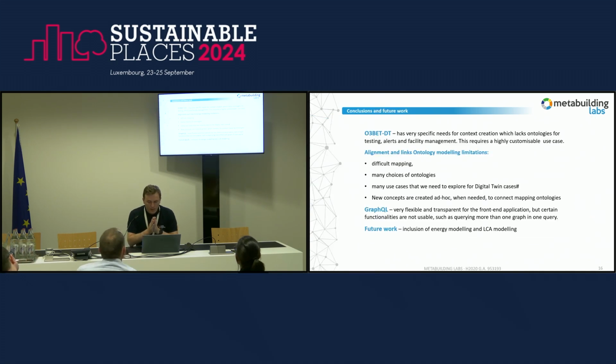I have tried to make conclusions for this workshop. The O3-bed digital twin has very specific needs for context creation, which lacks certain ontologies such as testing and alerts. We looked at this Noria one, but I'm not sure. It's a very large ontology itself. It's for IoT, but it's not specifically for digital twins. And it's a highly customizable use case, so it's a bit different from buildings, from infrastructure, and so on. But I think it's relevant because you never know what sort of buildings you might have in the future.